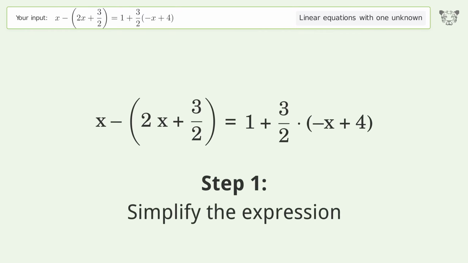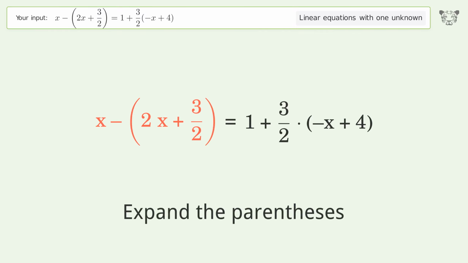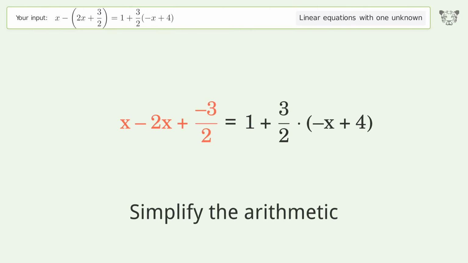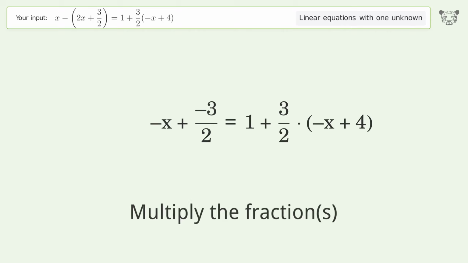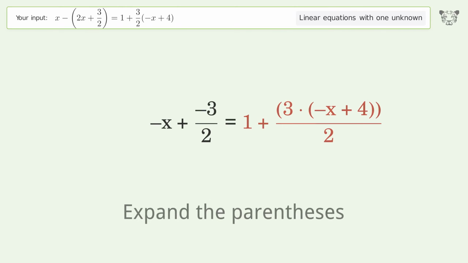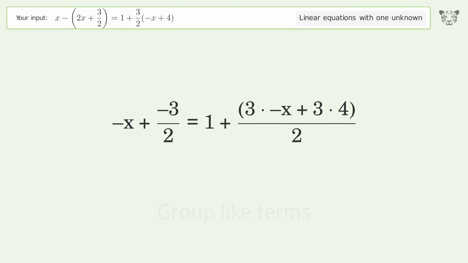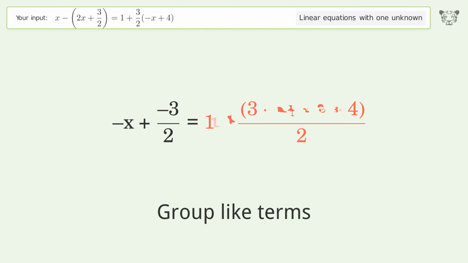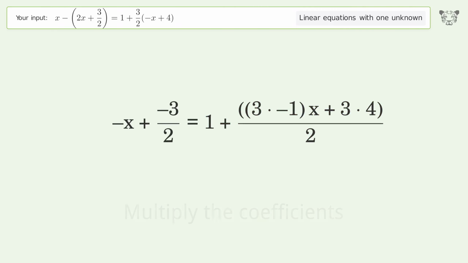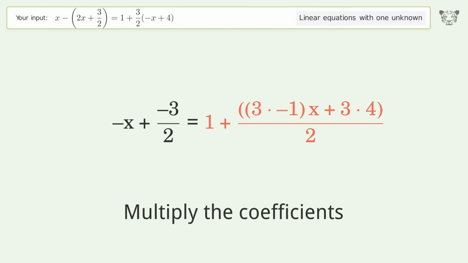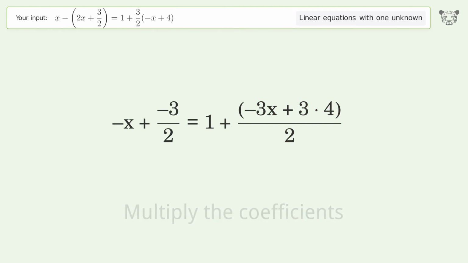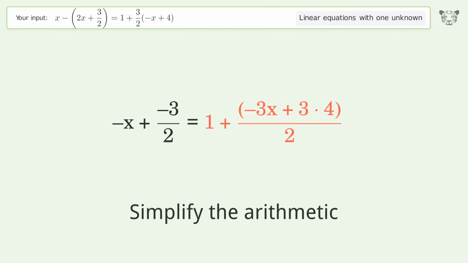Simplify the expression. Expand the parentheses. Simplify the arithmetic. Multiply the fractions. Expand the parentheses. Group like terms. Multiply the coefficients. Simplify the arithmetic.